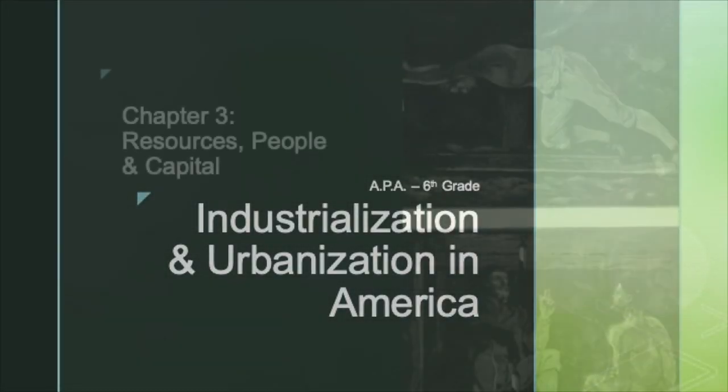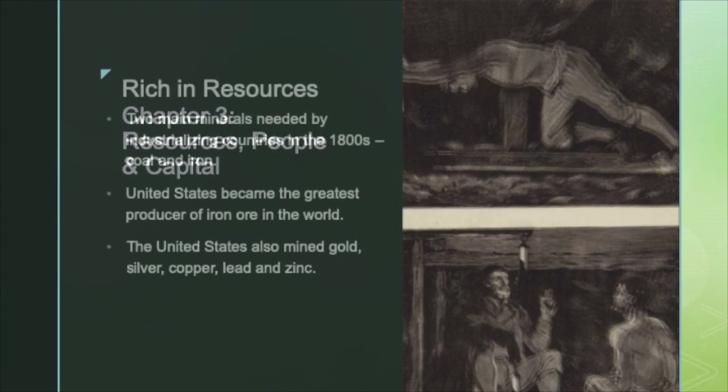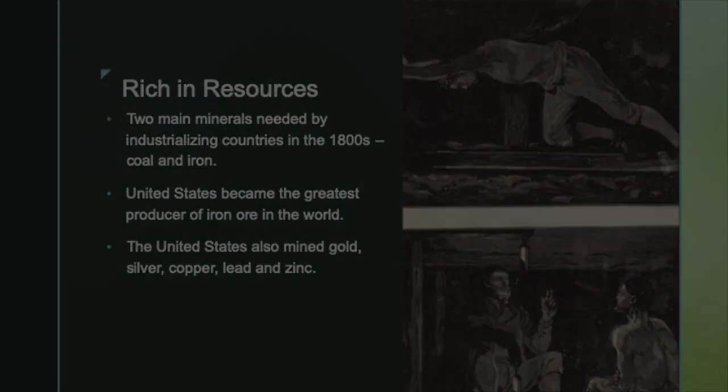Today we'll be talking about Chapter 3, Resources, People, and Capital. Now, one of the things that we first discovered in the United States is that there were two main minerals needed by the industrializing countries in the 1800s, coal and iron. And the United States became the greatest producer of iron ore in the world. They also mined things like gold, silver, copper, lead, and zinc.